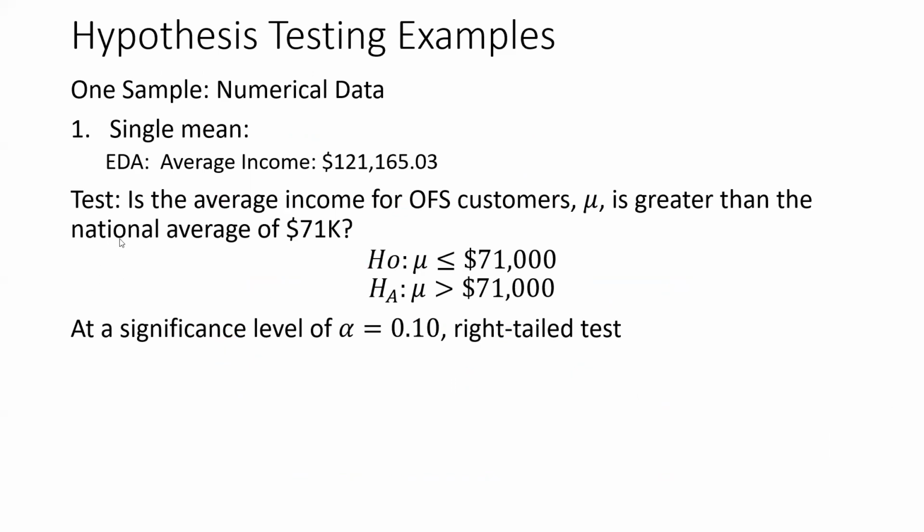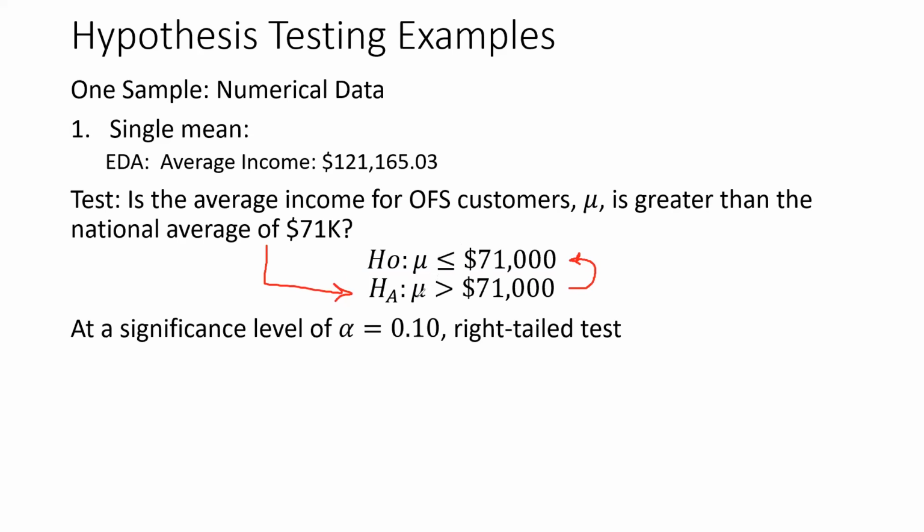All right, so going back to setting it up. Is the average income of OFS customers greater than the national average? Notice that question is here in the alternative. When we drop the question mark and make it a statement, because we're hoping to accept it with confidence, we get: is mu greater than 71,000? And that's going to cause us to write what the null is. The null is the mathematical opposite.